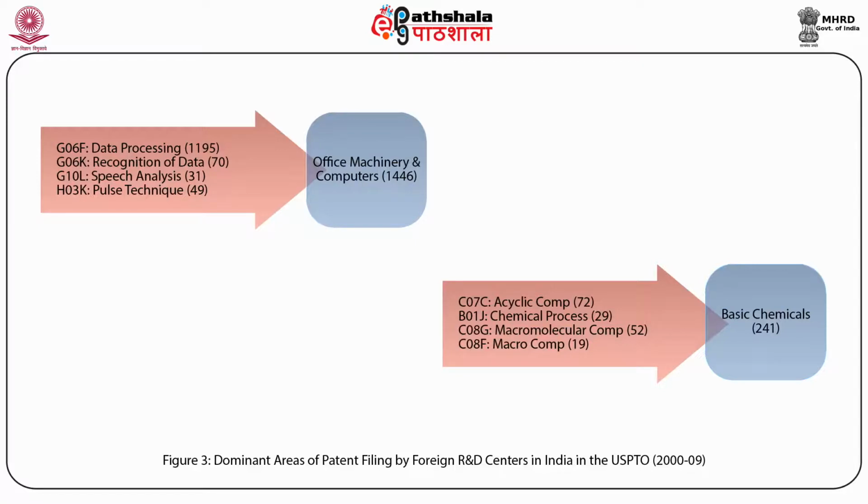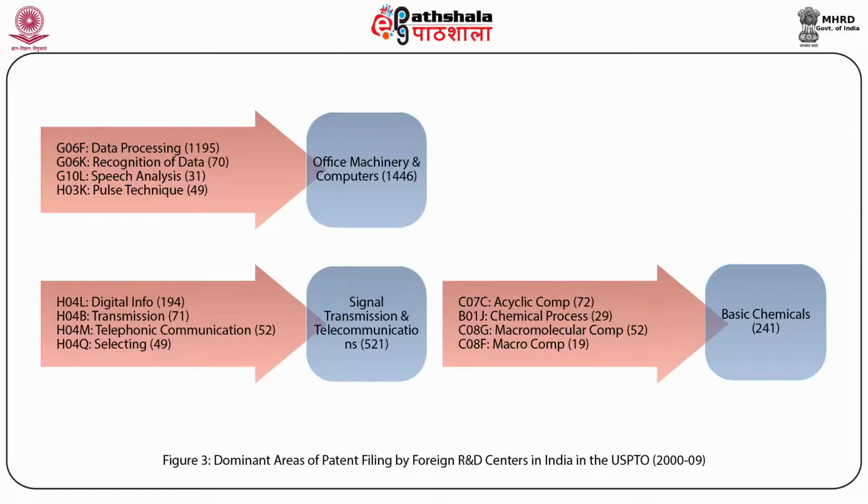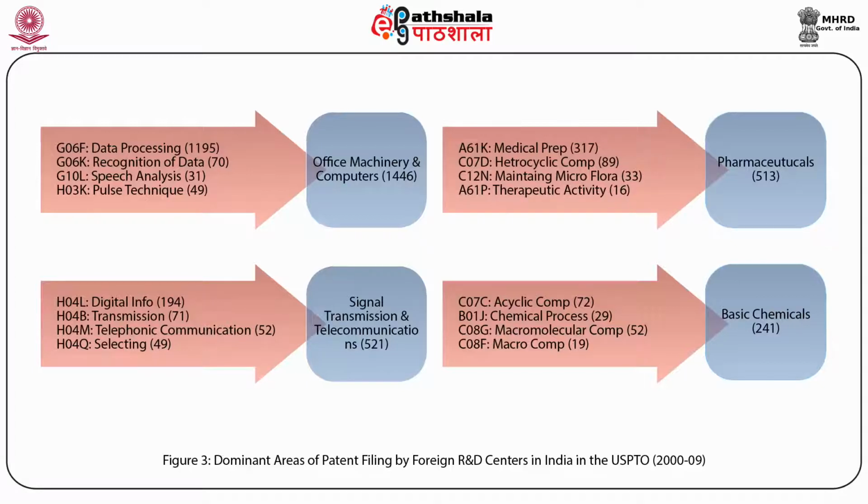From the figure, we see the dominance of office machinery and computers in the USPTO by the foreign entities in their patent filing, followed by signal transmission and telecommunication and pharmaceuticals. Interestingly, and also surprisingly, it shows that foreign R&D entities are filing twice the number of patents than entities from India in the USPTO.